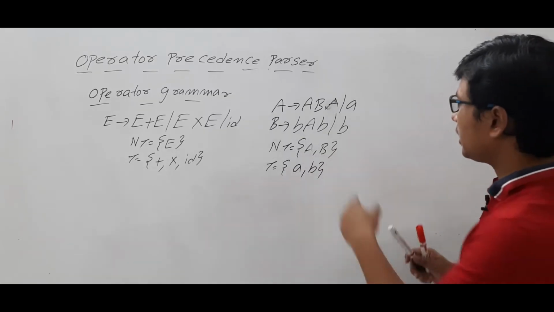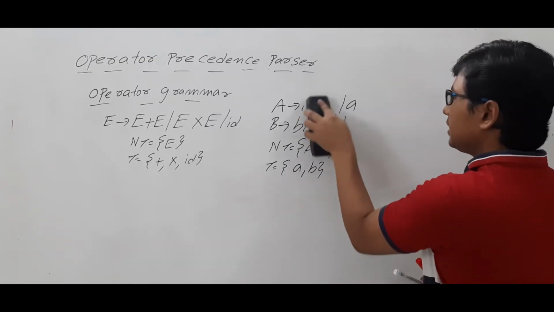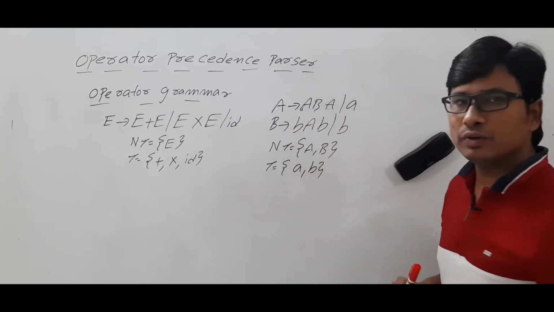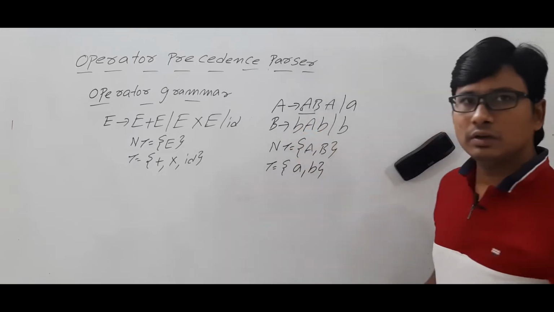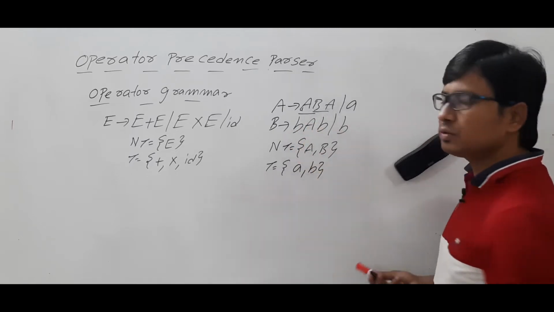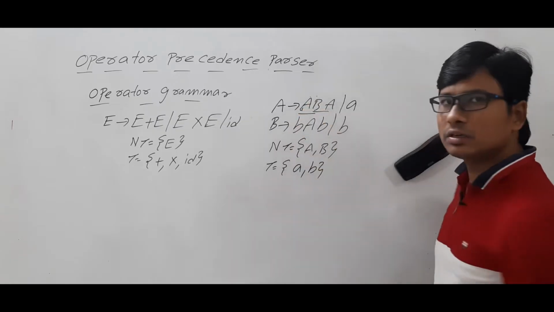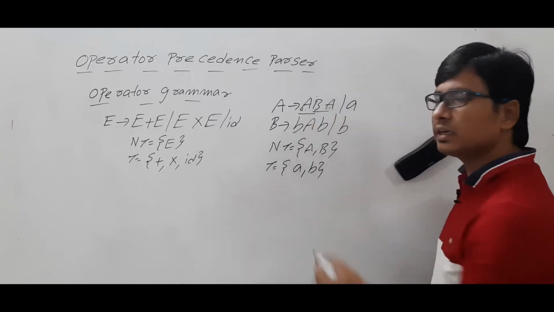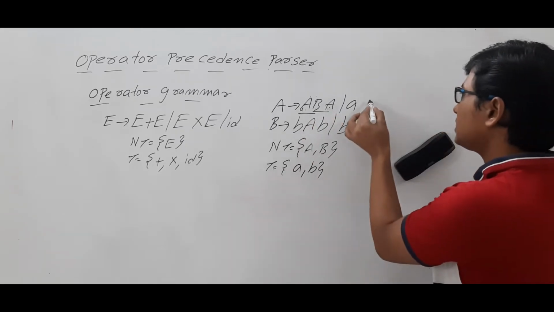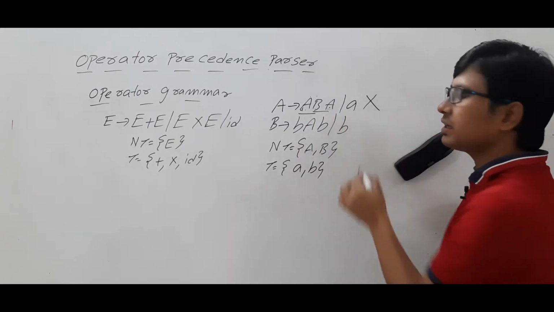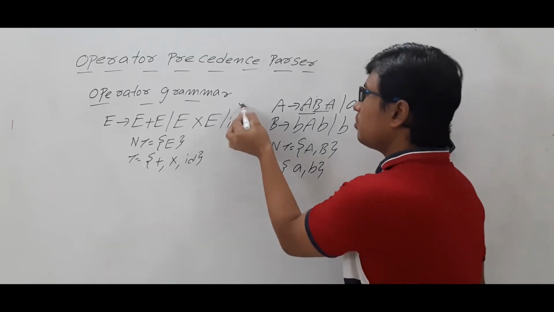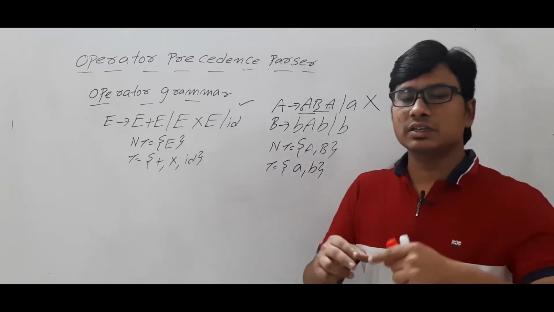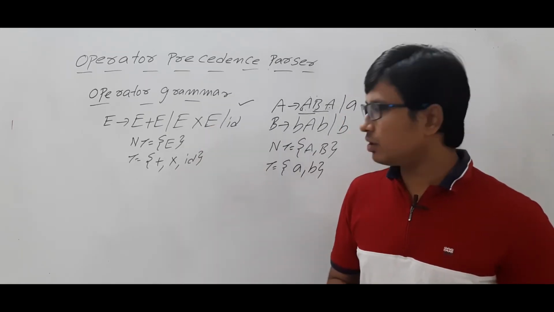I hope it is visible to you. Let me write it again: it is A, B, A. If you look at it, these are two non-terminals, A and B, and they came adjacent to each other. Similarly, this B and A came adjacent to each other. So I can say that this is not an operator grammar, whereas the earlier one is an operator grammar because no two non-terminals came adjacent to each other. Is it clear? Are you able to understand?